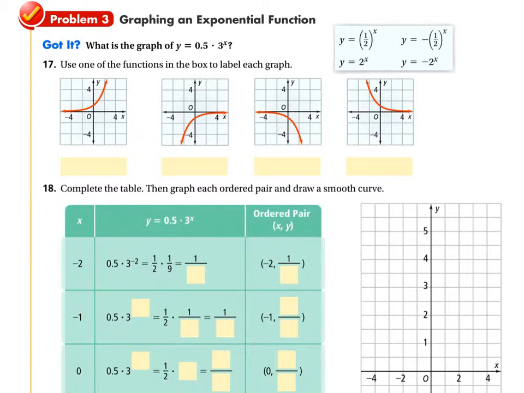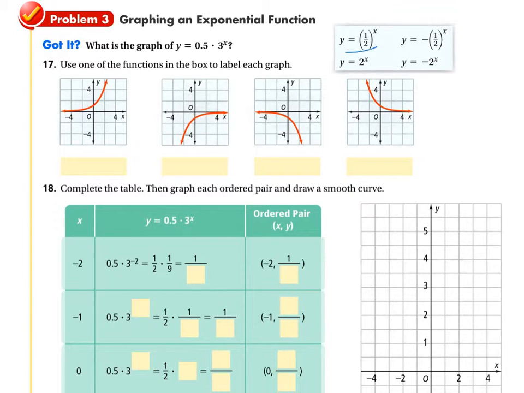Now we're going to graph some exponential functions. For many of these, you might simply have to plot some points and see how it looks. But as you can see, all exponential functions create this curve. And if you look at them, the positive and the negative are simply reflections over the x-axis. So if you can determine the positive values, you can determine the negatives by looking for that reflection.